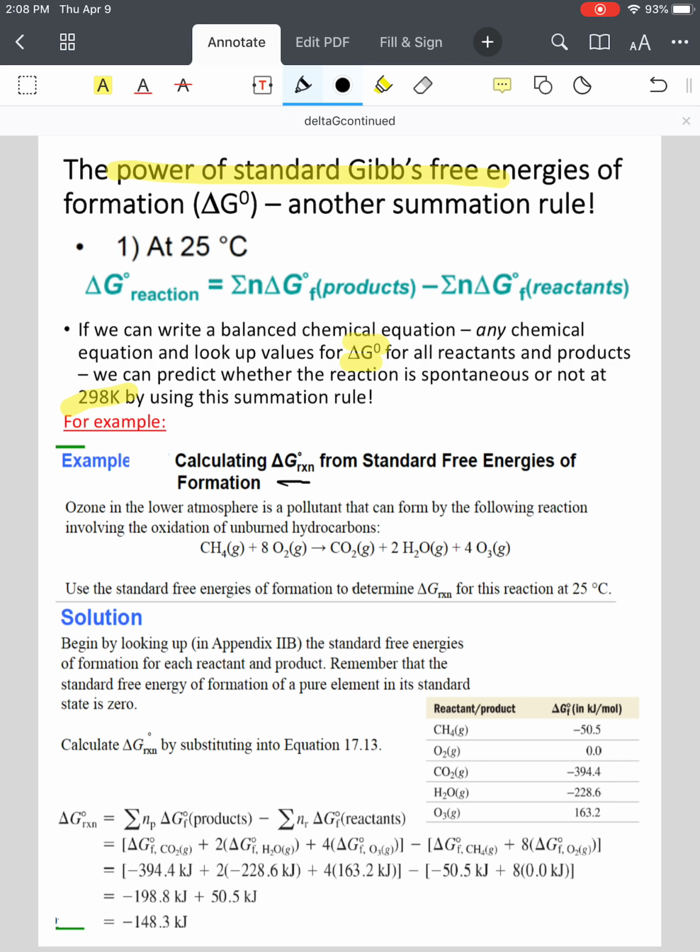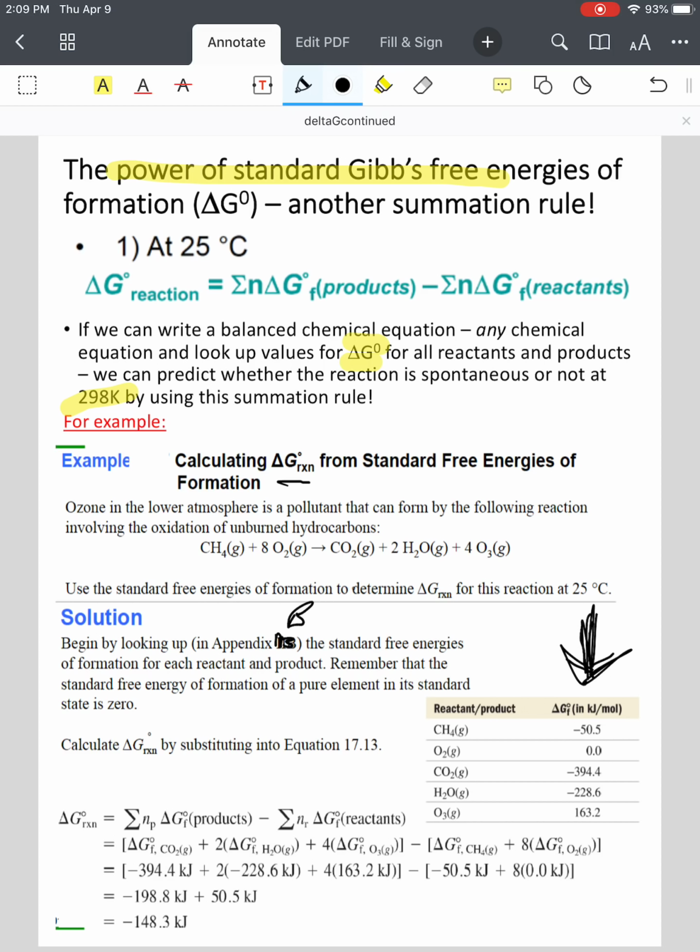Now, how in the world are we going to do this? Well, if we weren't given values for our delta G zero formation, we would have to go and look them up. So we'd go to Appendix B of our textbook. Here it says 2B, but for your textbook it's just Appendix B, okay? And we'd look up the standard Gibbs free energy of formation for all of the substances involved in our reaction, both the reactants and our products. That's really our first step. We'd make this data table.